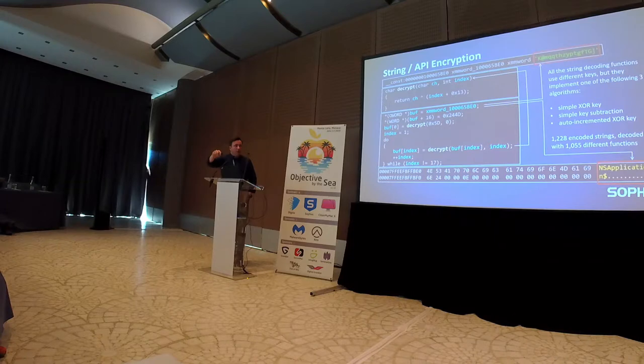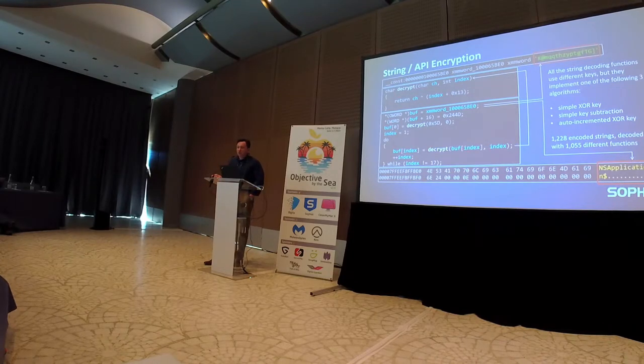So the encrypted string becomes NS application main. By reading this code in disassembly, you can basically build a script to decrypt all the encrypted strings in the binary. And you will later see that this particular executable has a module. That module will be loaded in memory dynamically. And by applying this script to the module, it turns out that there were 1,228 encrypted strings in that module, and they were dynamically decoded on the fly during runtime by using over 1,000 different functions.